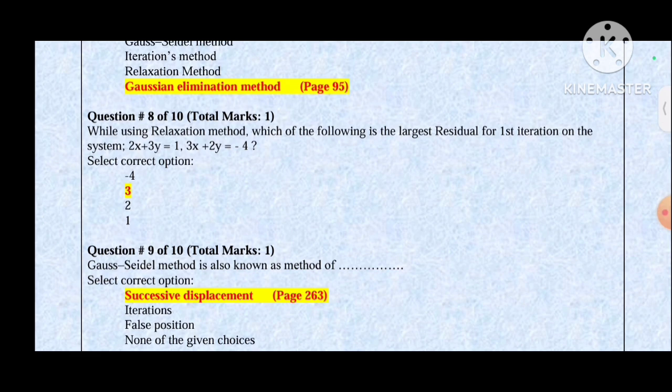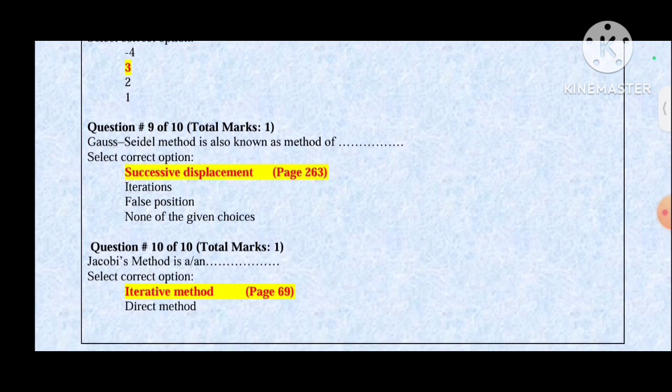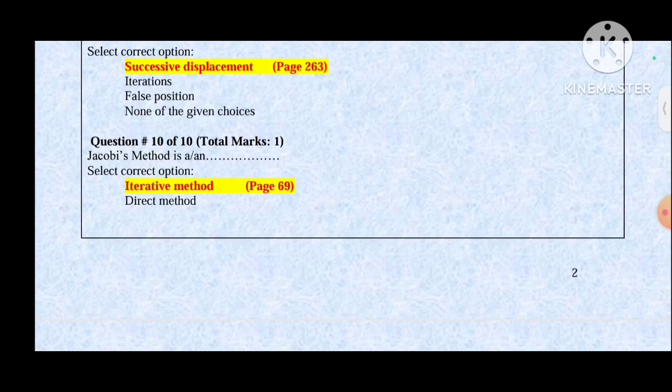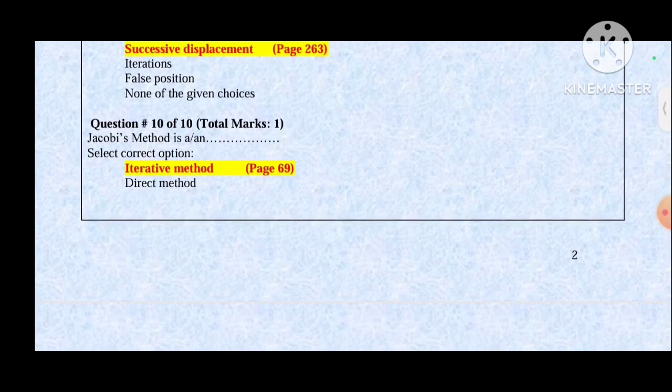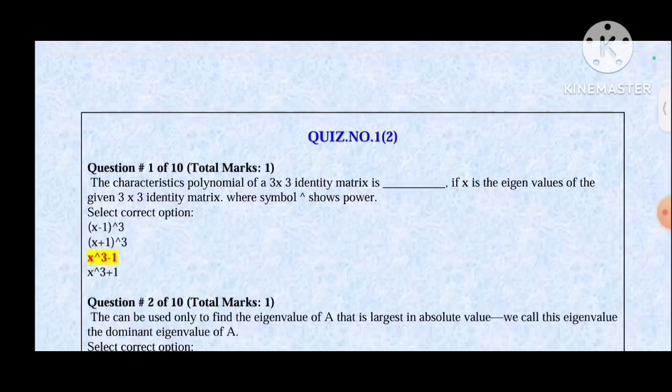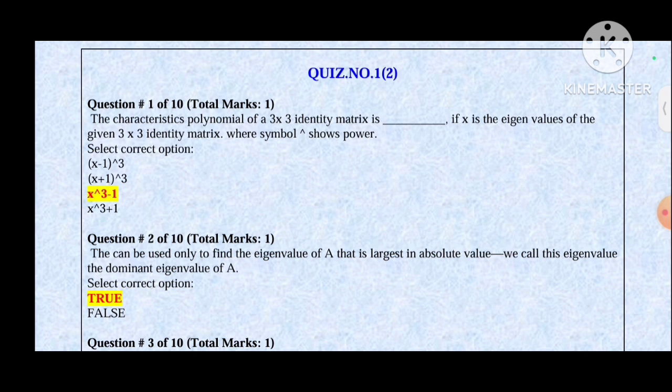Correct option is 3. The Gauss-Seidel method is also known as the method of successive displacement. Jacobi's method is an iterative method, we have already studied. The characteristic polynomial of a 3 by 3 identity matrix is x power 3 minus 1, if x is the eigenvalue.